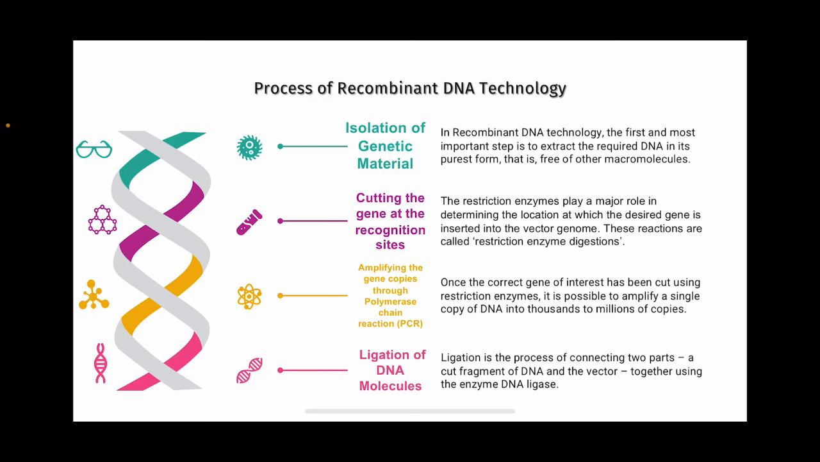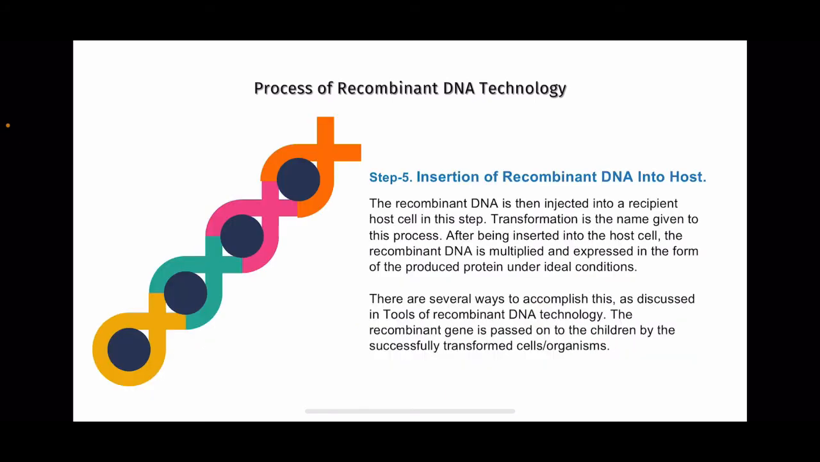Step 4 is ligation of DNA molecules. In this step of ligation, joining of these two pieces, a cut fragment of DNA and the vector, together with the help of enzyme DNA ligase. Step 5 is insertion of recombinant DNA into host. In this step, the recombinant DNA is introduced into a recipient host cell. This process is termed as transformation.